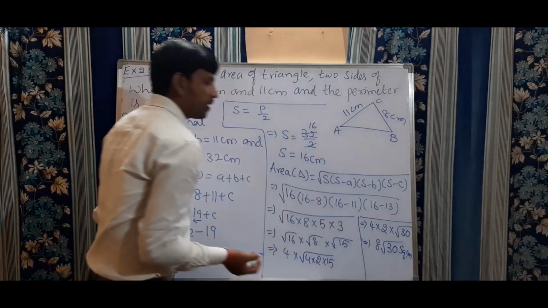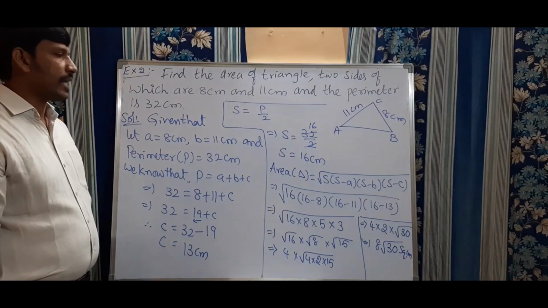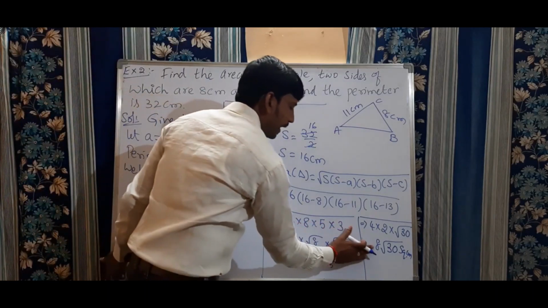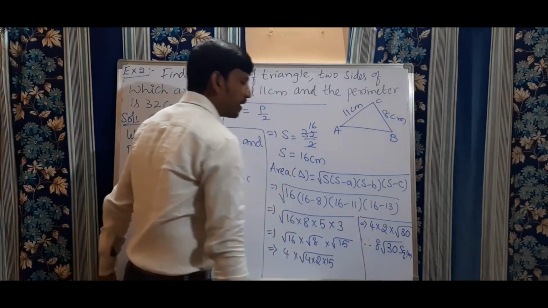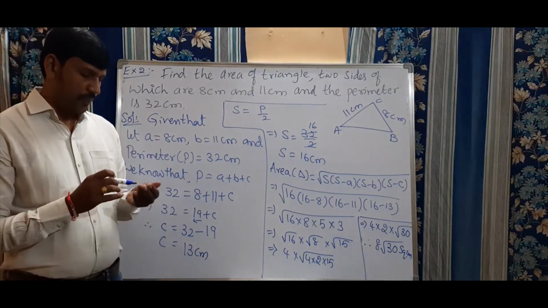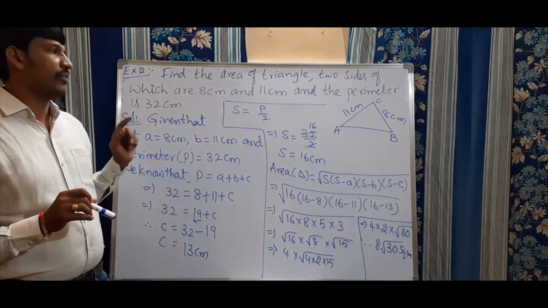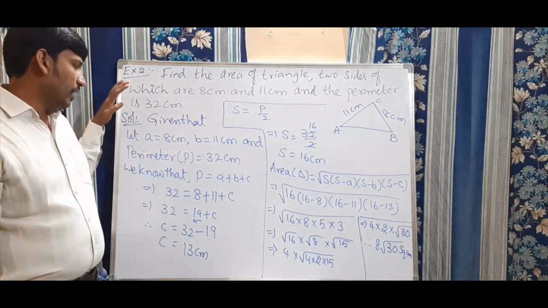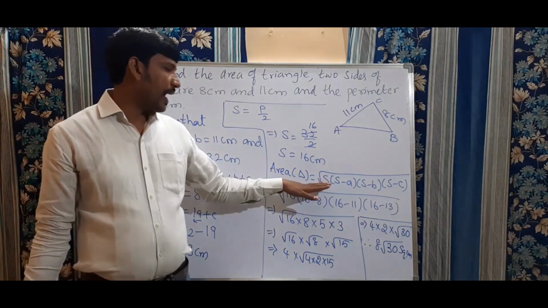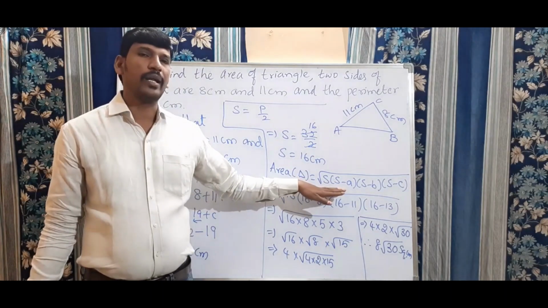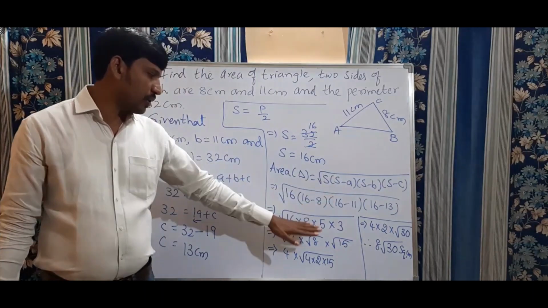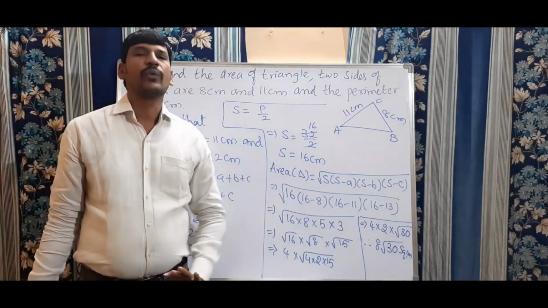Is this clear, my dears? So therefore the area of the triangle delta is equal to 8 into root 30 square centimeters. This is the process to find the area when they give two sides and the perimeter of a triangle. Find the third side. After that find the semi perimeter. Then substitute the values in the formula, that is the square root of S into S minus A into S minus B into S minus C. Substitute, simplify, you will get the values.